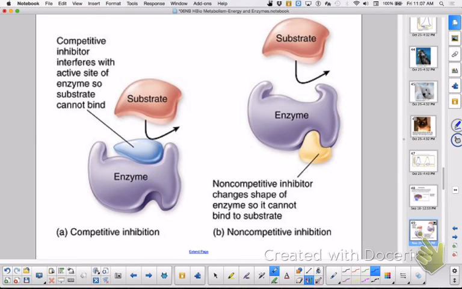Now, I talked about this earlier with you when you were the enzyme, and we talked about competitive and non-competitive inhibition. I would like Slate to take A and Blue to take B. Go.